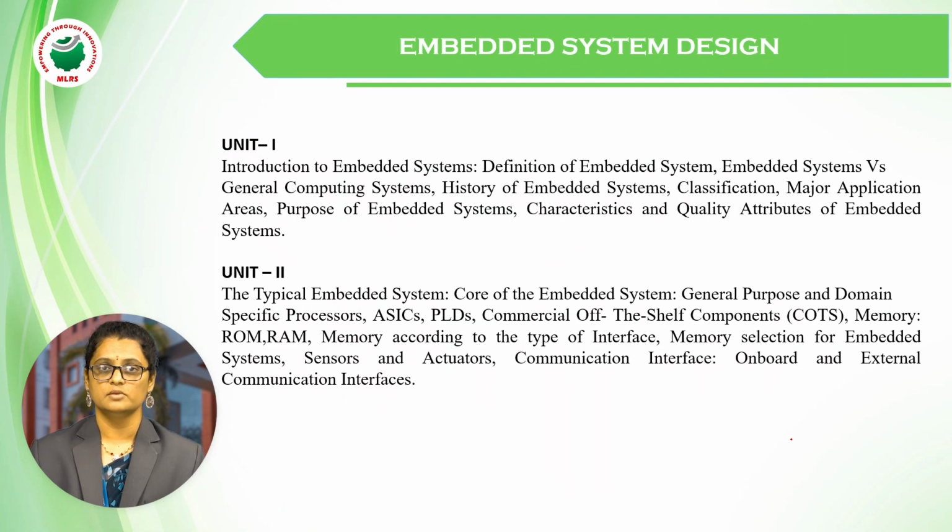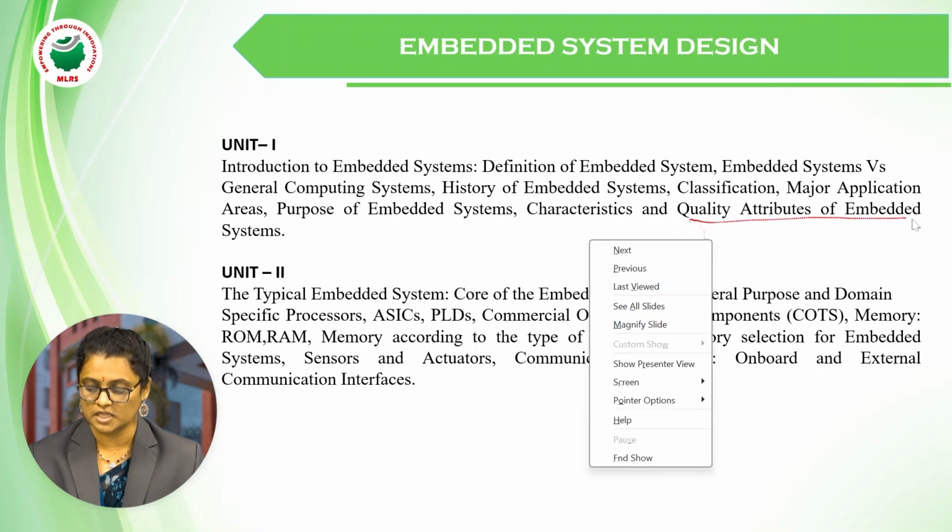Coming to the syllabus, the first unit totally depends on the introduction part. In this we have the definition of embedded system, the differences between general purpose system and embedded system, classifications, the purpose of the embedded system, history, applications, and then quality attributes. The quality attributes depend on the performance and efficiency of the embedded system, and safety, security. So this comes under unit 1.